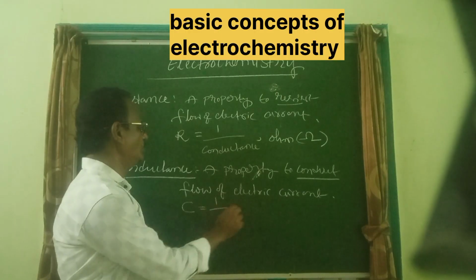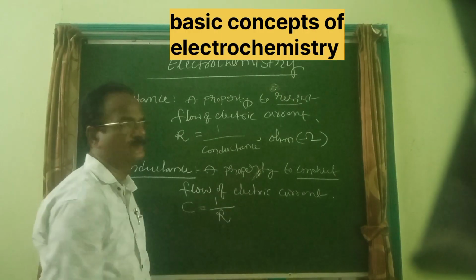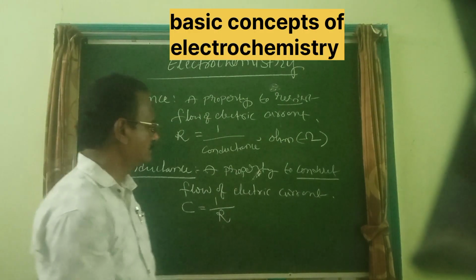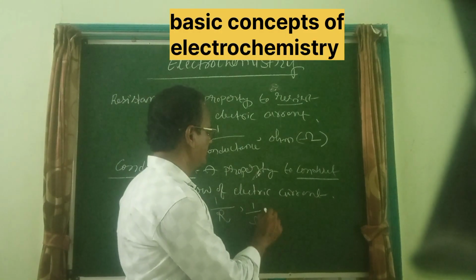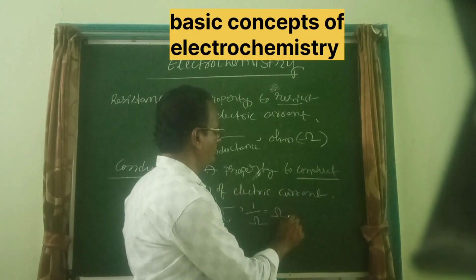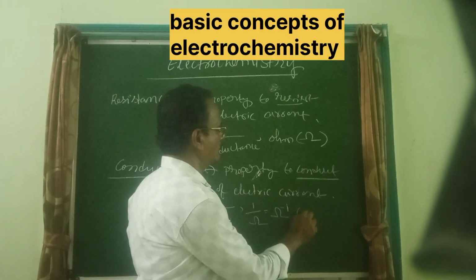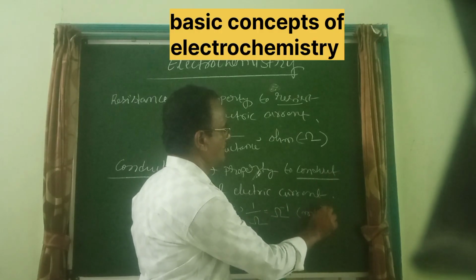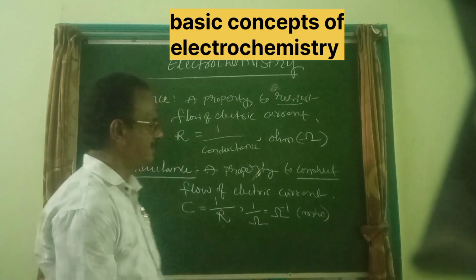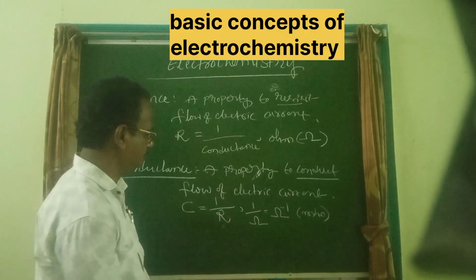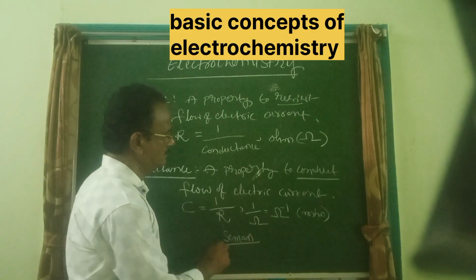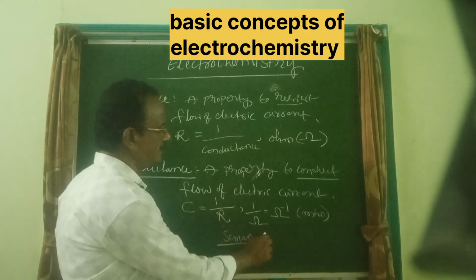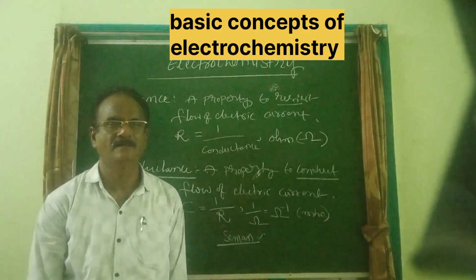Being quite opposite to resistance, if you consider conductance as C, conductance is equal to 1 by resistance, 1 by R. So units for this is 1 by ohm. It is also called as ohm inverse or mho. Another unit is Siemens. This is also a unit for conductance.